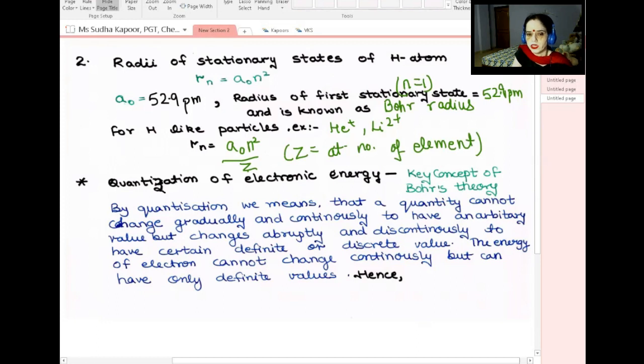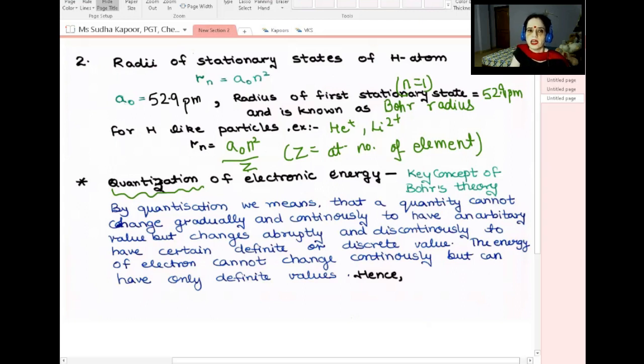Now the whole of the Bohr theory was again and again telling us about the integral multiple, the fixed value. So the key point of the Bohr theory is quantization of electronic energy. What does the word quantization mean here? Quantization means that a quantity cannot change gradually, continuously or arbitrarily, but changes abruptly and discontinuously to have a certain definite or discrete value. It has a certain fixed value.